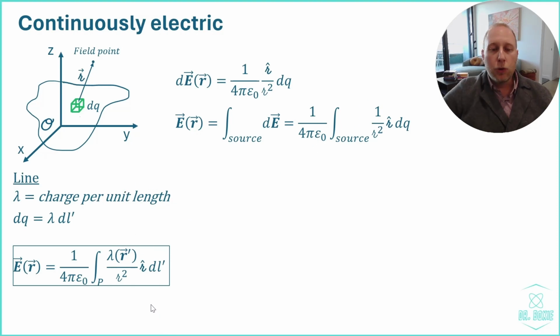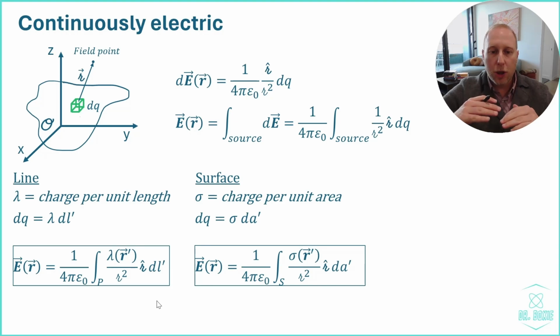Doing something similar, but in the case of a two-dimensional distribution of charge, so think of a situation where the charge is distributed on some area, and we define sigma as the charge per unit area, dq can then be written as sigma times dA prime, where dA prime is the area of an infinitesimally small part of that total area S. And we are integrating over the whole of S, and we replace dq by sigma times dA prime. Notice the integral on the left, in the line case, is the line integral along whatever line the source charge sits along.